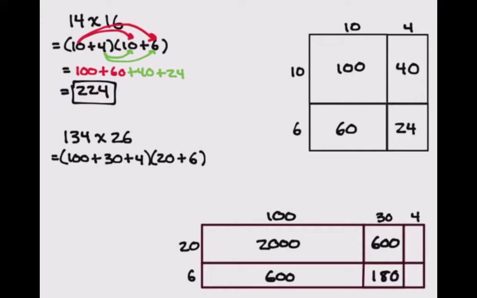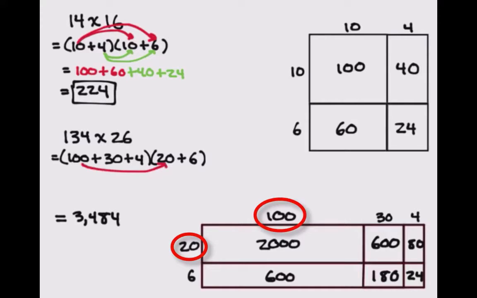And then we have a 4 by 20 rectangle whose area is 80, and a 4 by 6 rectangle whose area is 24. And if we sum up each of those individual areas, we find the total area to be 3,484. Now once again, if we look at the rectangle, we multiplied 100 by 20, and we multiplied 100 by 6. Looking at the math, it's as if we distributed that 100 to both of the numbers in the second set of parentheses.